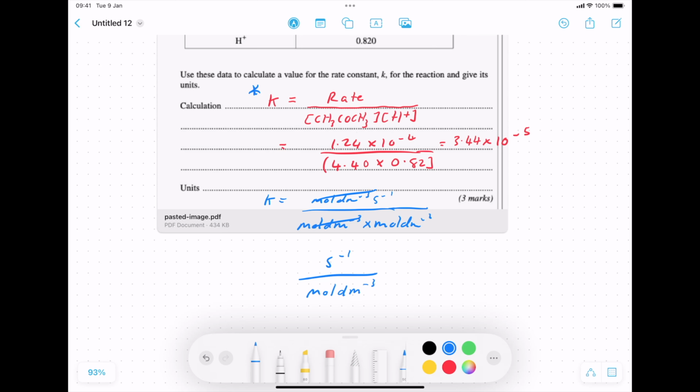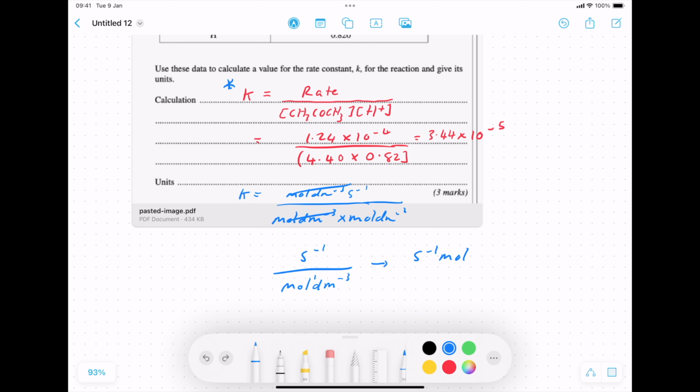So just to recap indices from maths, when something goes from the bottom to the top, you have to change the sign of the index. So you have to remember that moles is 1 to the power of 1 and dm is the negative 3. So when they go to the top, that becomes s to the minus 1, moles to the minus 1, dm to the positive 3.